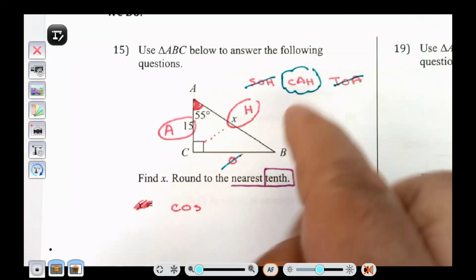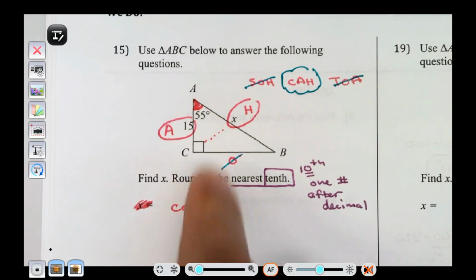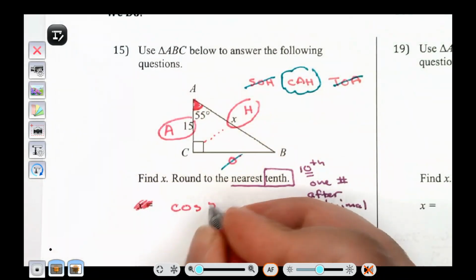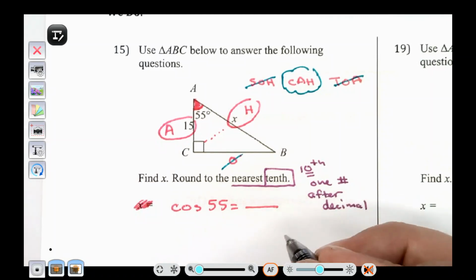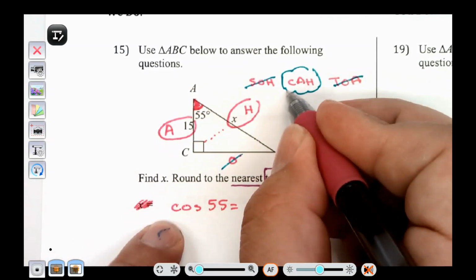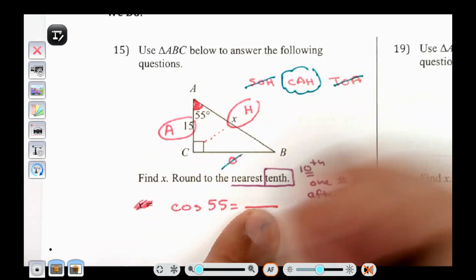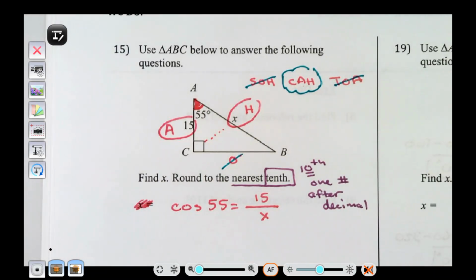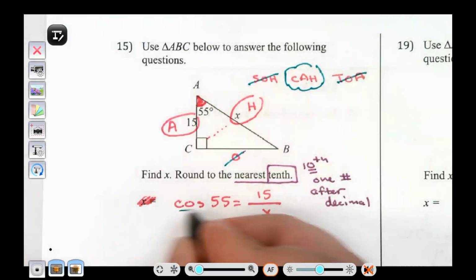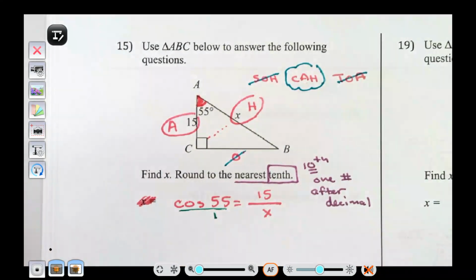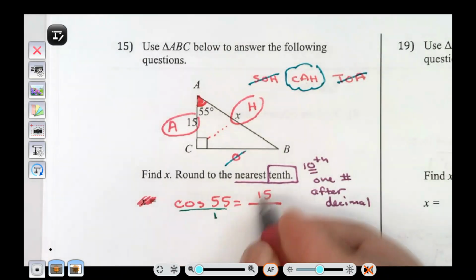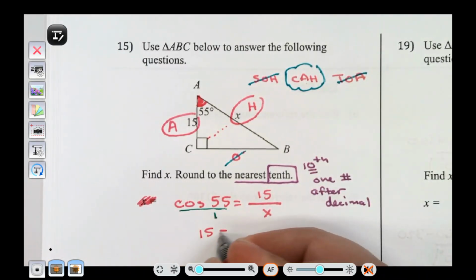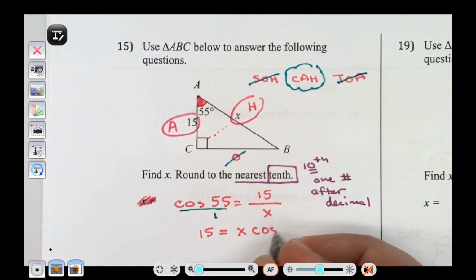Cosine of, well, remember, trig needs angles to survive. The only angle that we're using is 55. So cosine of 55 is equal to a fraction. Keep looking at the name. C is for cosine. A, well, it says 15. H is the x. So now, as usual, we are going to cross multiply. That is one of the techniques, one of the ways that we can solve this. So a little cross multiplication, and we get 15 times 1 is 15, is equal to x times cosine 55, is exactly what we said, x cosine 55.